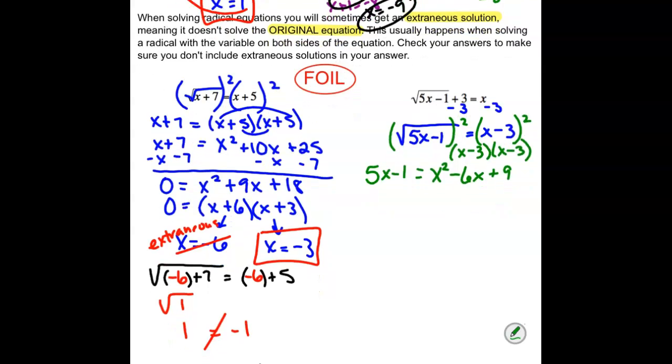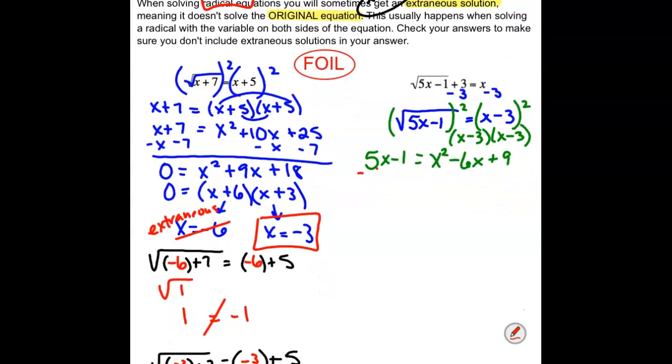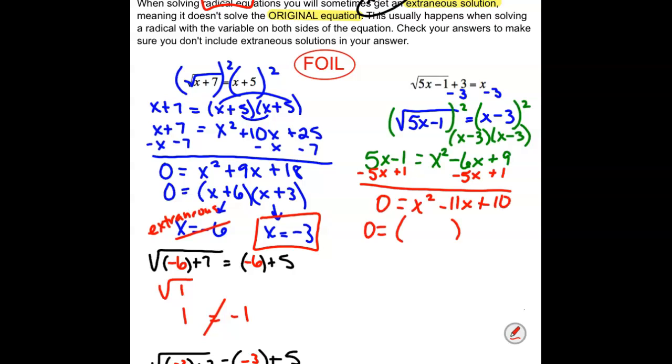Once again, we want to get everything to one side. So I'm going to subtract 5x, and I'm going to add a 1. So we've got 0 equals x squared minus 11x plus 10. Let's go ahead and factor that. Our x squared, again, we split into x and x. We need two numbers that multiply to be 10 and add up to -11. We could use -1 and -10. So possible solutions here. X minus 1 is 0 when x is 1. X minus 10 is 0 when x is 10.